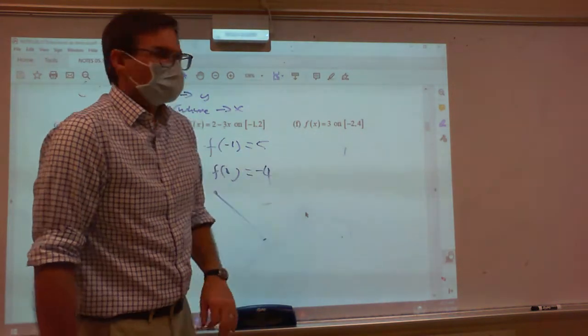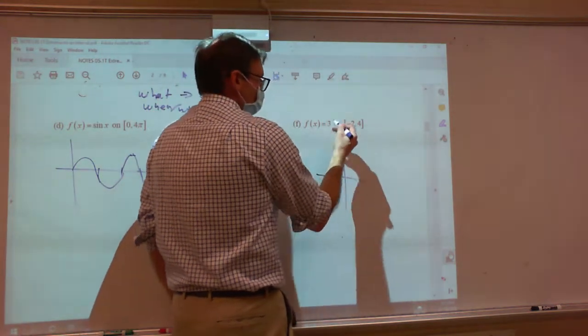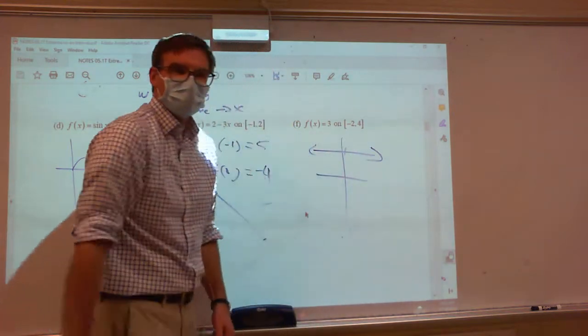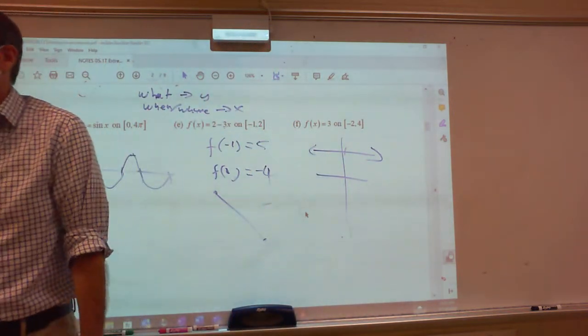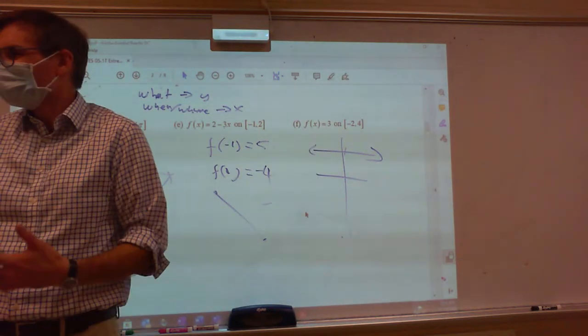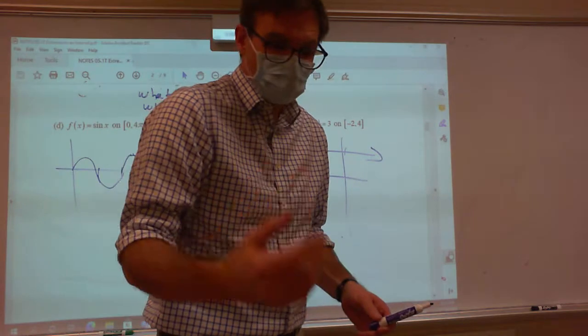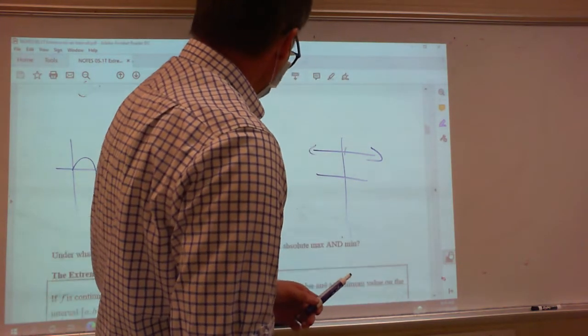And this one's kind of weird. What's your maximum value? Well, if I were to graph this, this is y equals 3. That's just a horizontal line, right? What's your maximum value? 3. What's your minimum value? 3. So this is one of these weird cases where your absolute max and absolute min are the same number, based off their definition. But no one really asked about that.